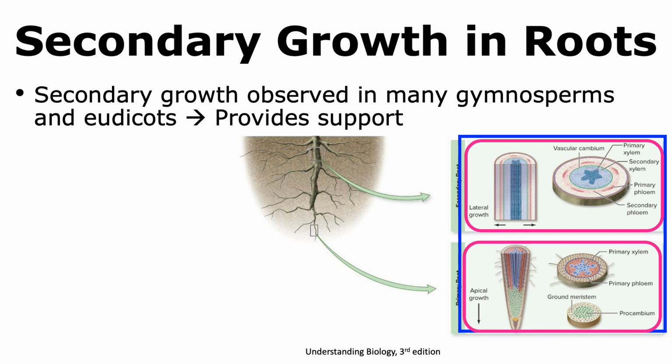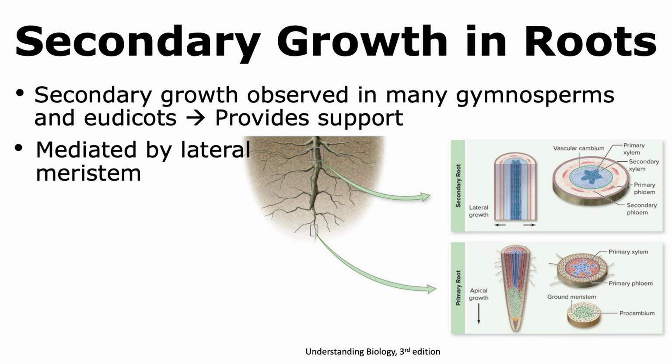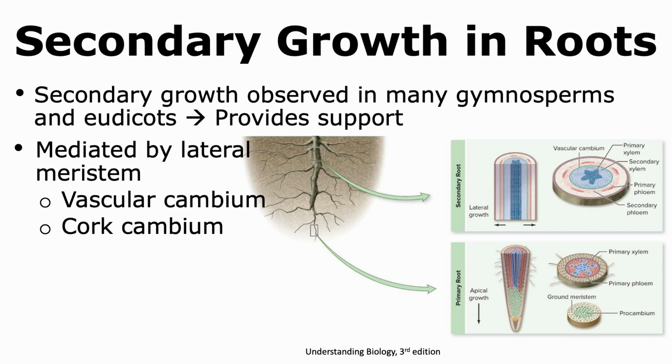This secondary growth is mediated by lateral meristems. The lateral meristems that are found in roots include the vascular cambium as well as the cork cambium.